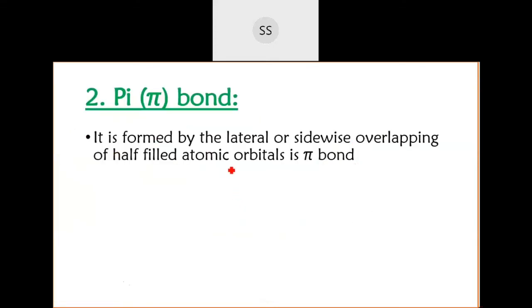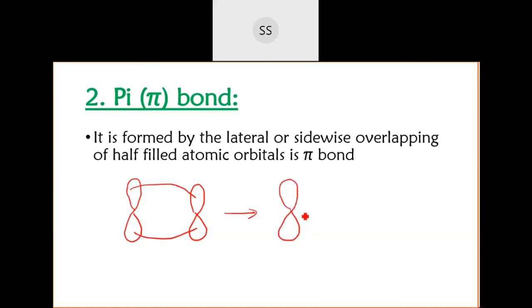Now see here, pi bond, how they are formed. Pi bond is formed by sideways overlapping or lateral overlapping of the half-filled atomic orbital, okay, like this. If two atomic orbitals overlap like this, in this fashion, then when they fuse together, this type of bonding takes place. This is how the fusion can happen. One orbital and another orbital get fused together. Here you can see two fusions are happening, one lobe is fusing and another lobe is fusing. This type of bond is called a pi bond.